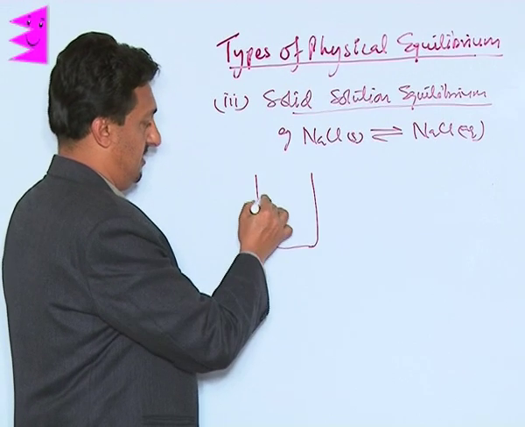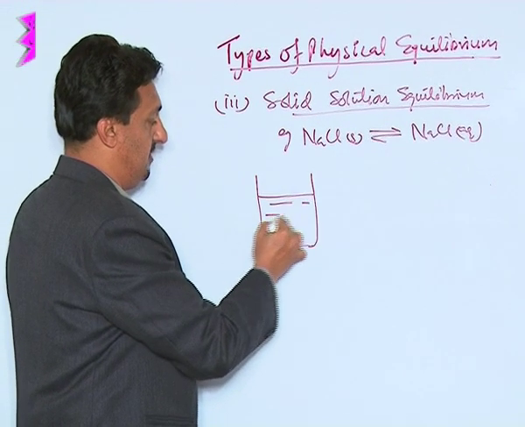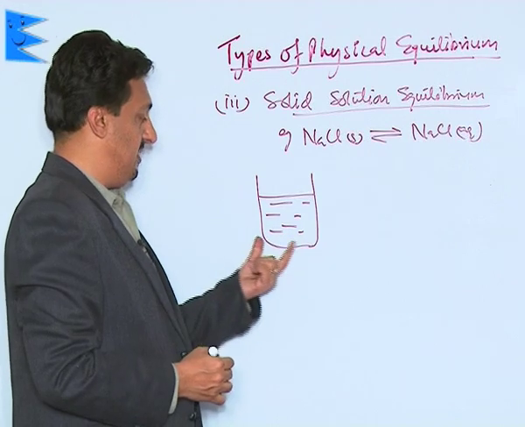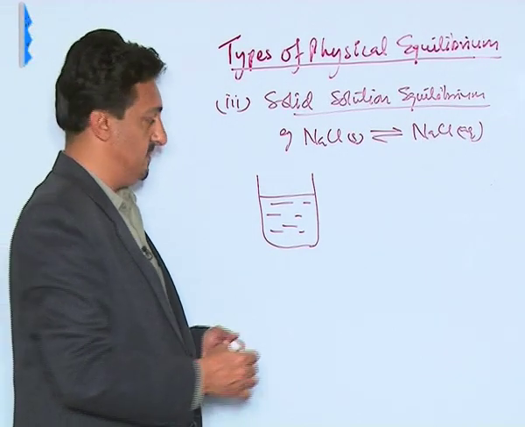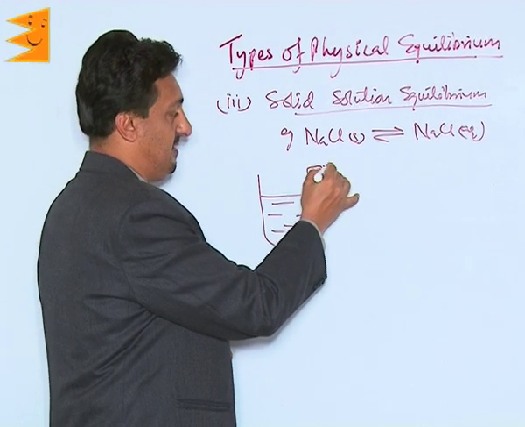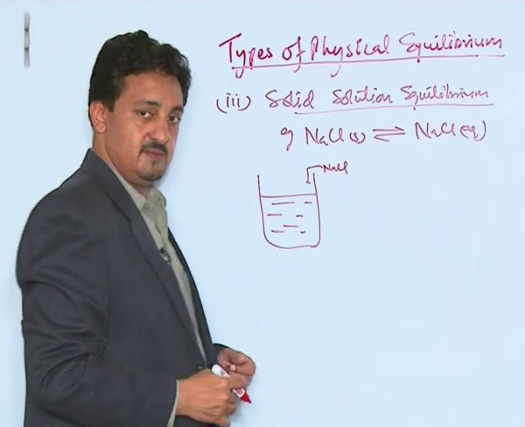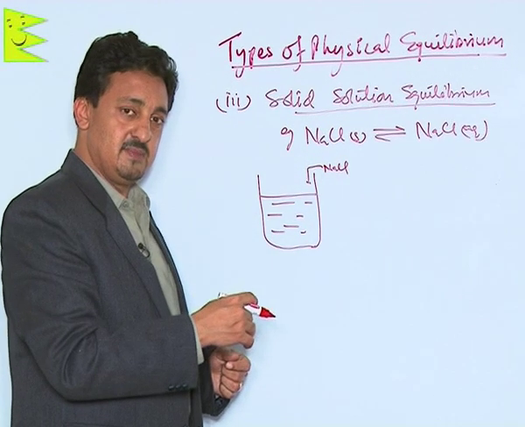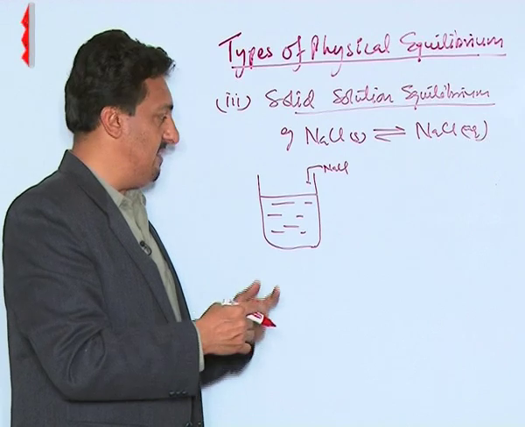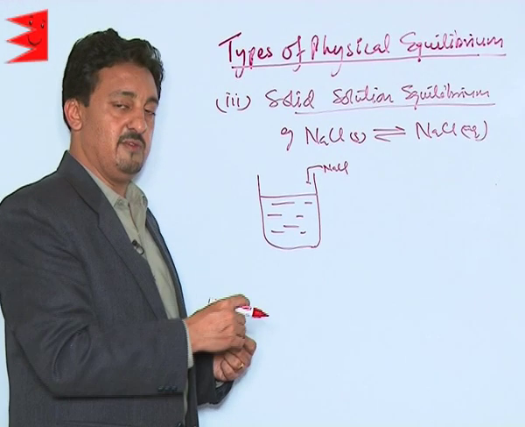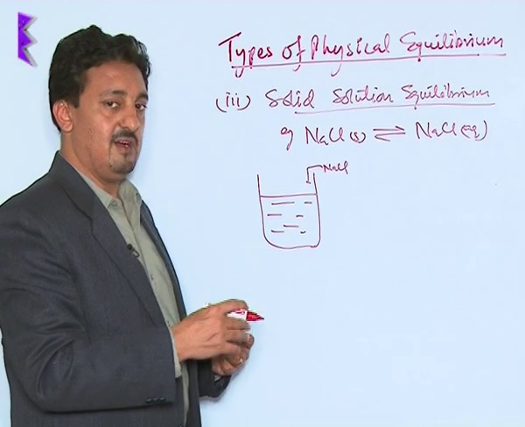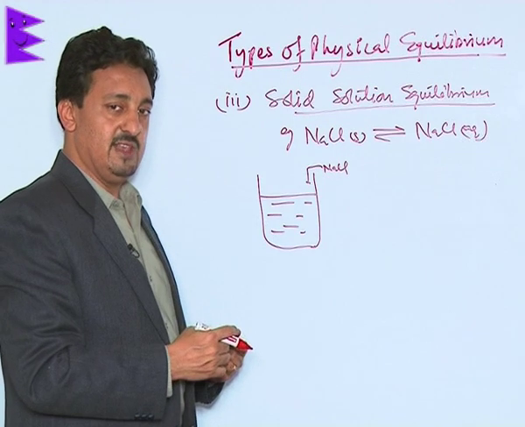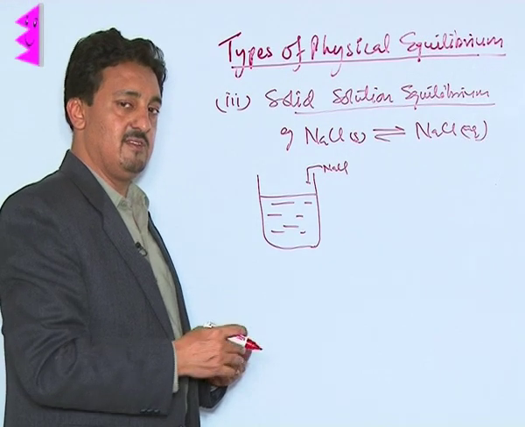This can be clearly visualized by this example. We have taken a beaker which has water and we start adding NaCl to this in small quantities. We keep on dissolving it. When it gets dissolved, we put some more NaCl. It again gets dissolved. Again we put some more NaCl, and it gets dissolved.